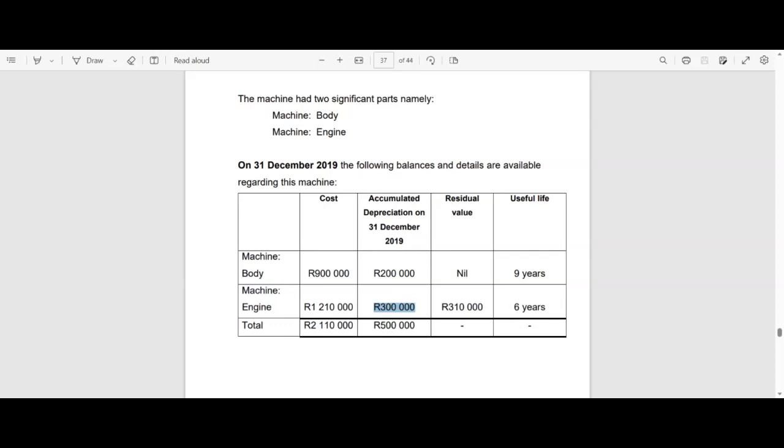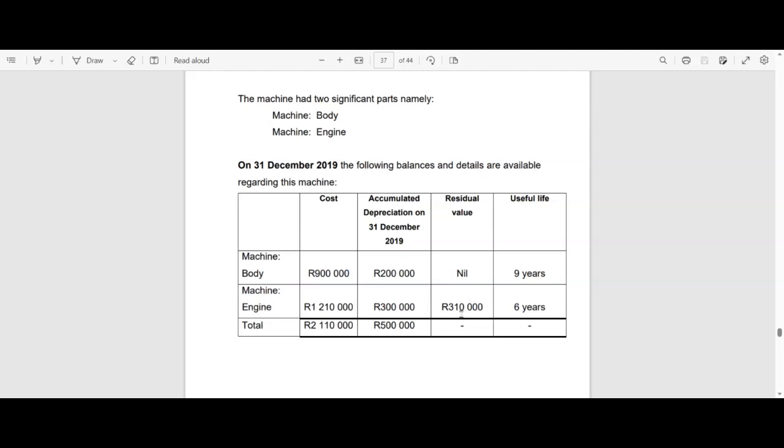So in this case, ladies and gentlemen, in the case of the body of the machine, there we go. Thank you all. Quite correct. Thank you, Miss Fanny. Because there's no residual value in the case of the body of that machine, our depreciable amount would also have been 900,000 rands, right?